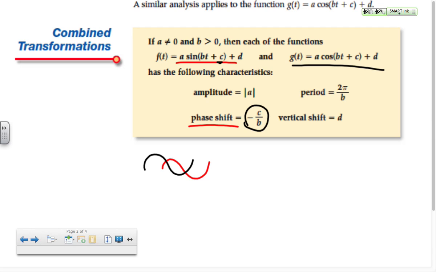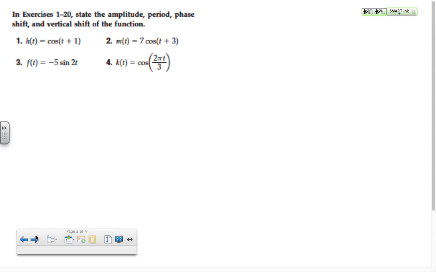I think I said that last time too. I don't think there's any graphing, but you'll have to do different types. You'll be able to take a function and pull out all the information, or if you're given all the information, you need to be able to write the function. So let's go through those really quick. In this case, we're going to state the amplitude, period, phase shift, and vertical shift of each function.